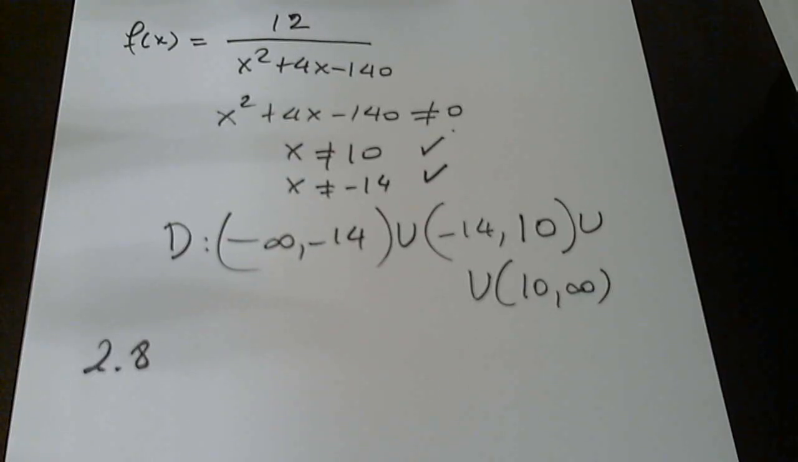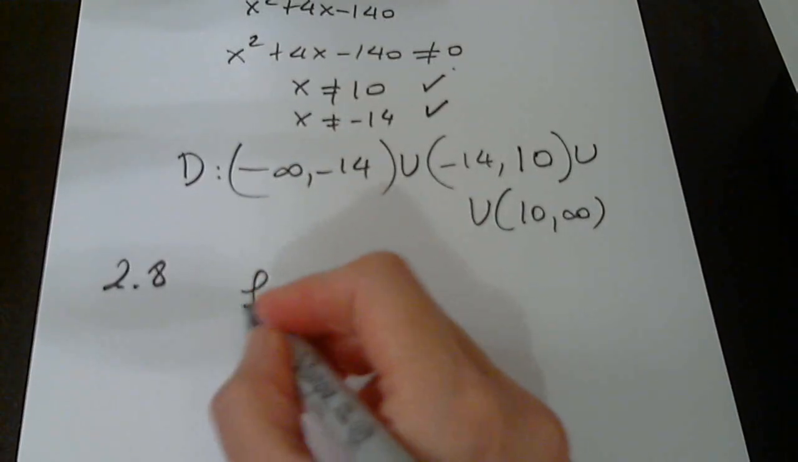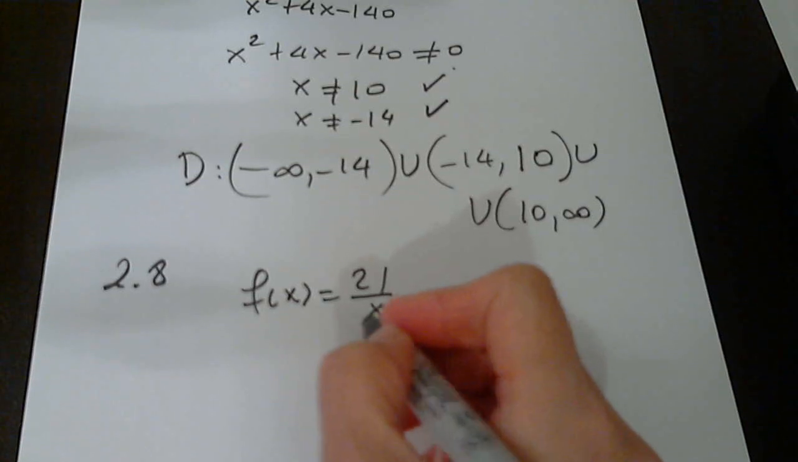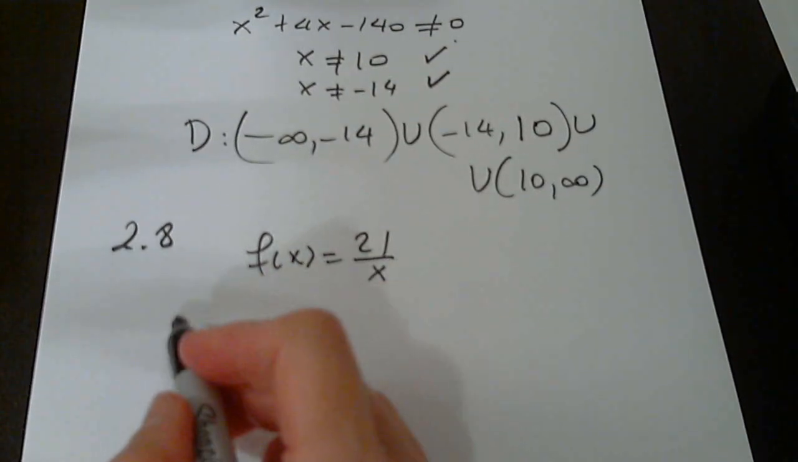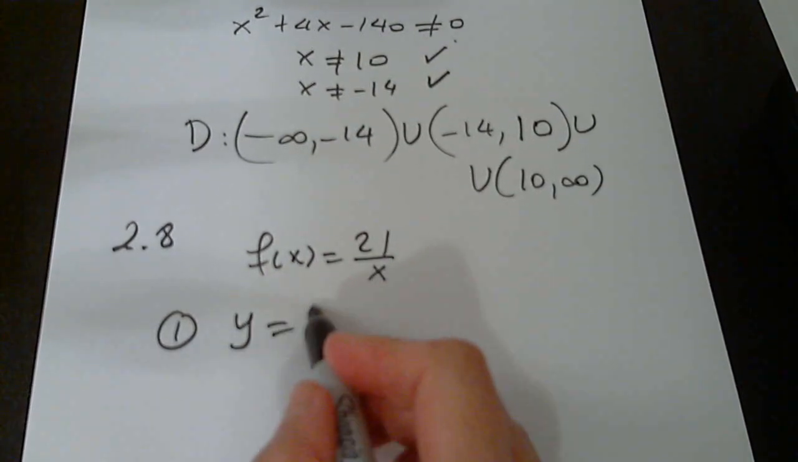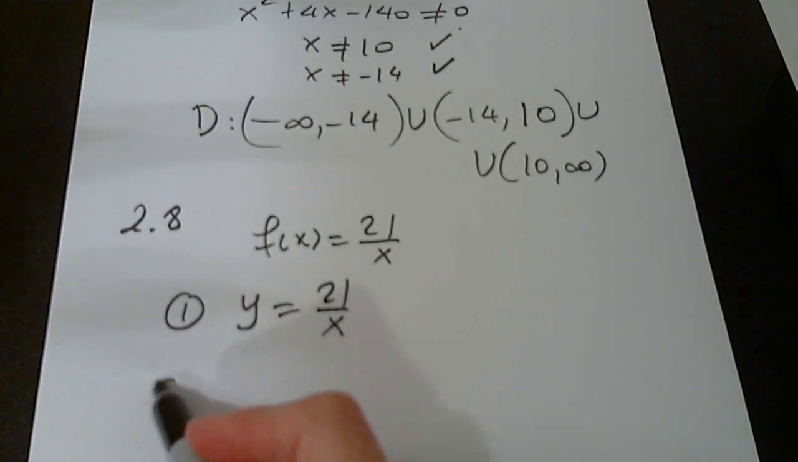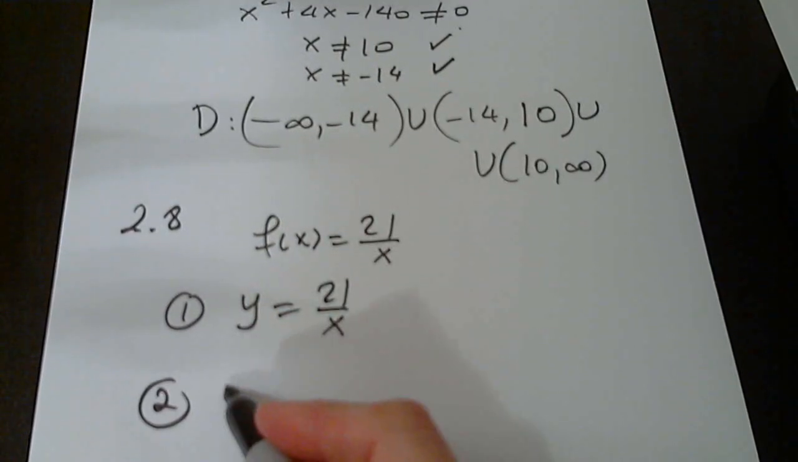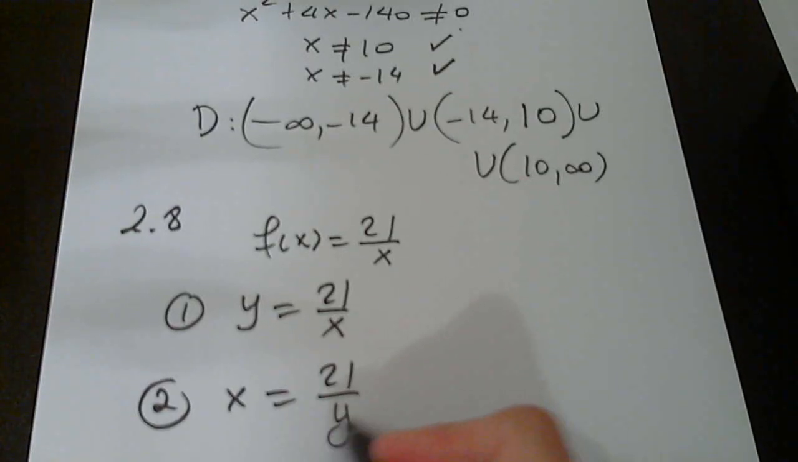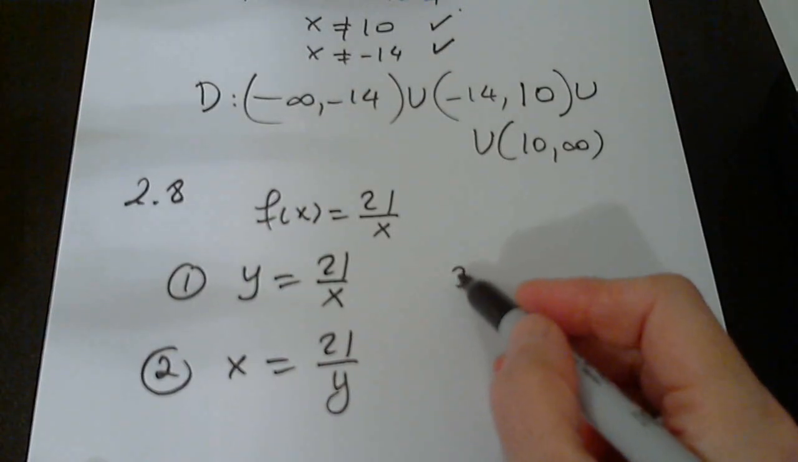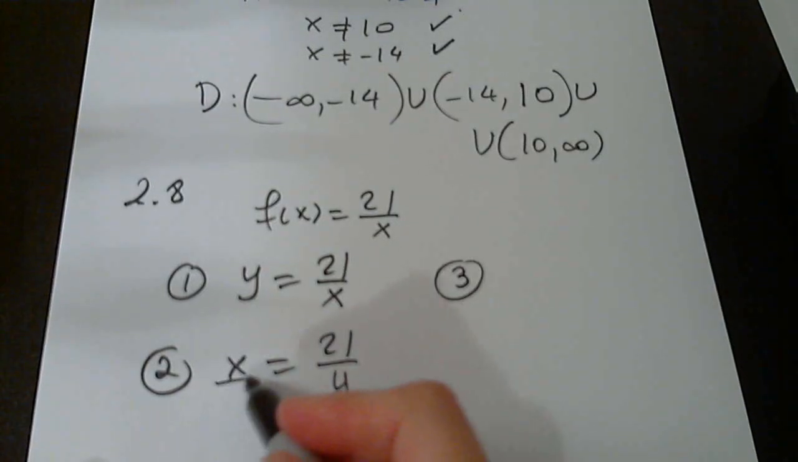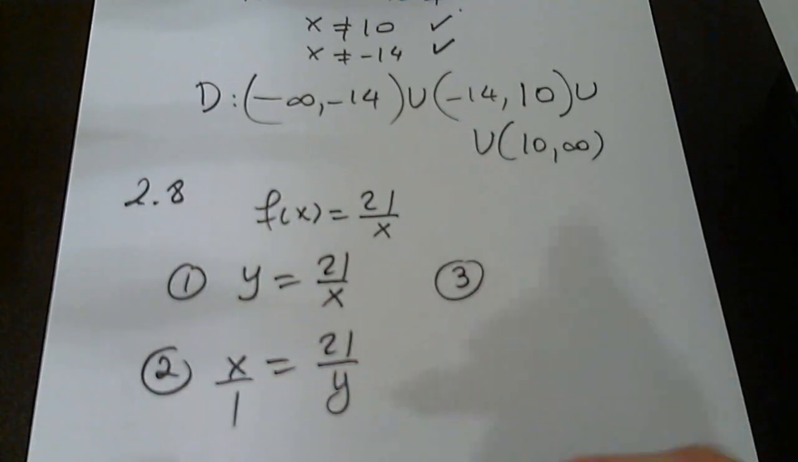So the function is 1-to-1. Find an equation for f inverse and verify. So f of x equals 21 over x. Step number 1, y equals 21 over x. Step number 2, interchange: x equals 21 over y. Step number 3, solve for y, but I have to cross multiply first.